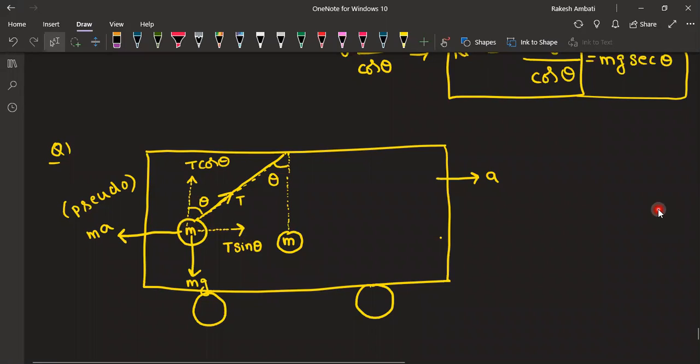So now we have to find the theta value. To find the theta value, I'm taking the observer in the same frame.